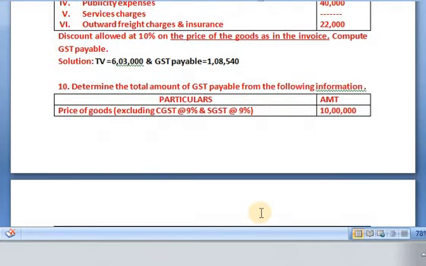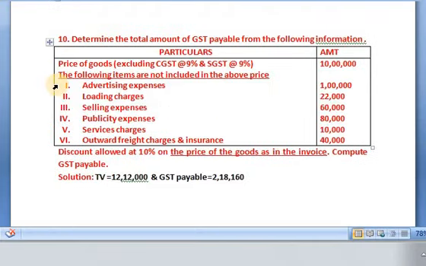Now let us go with the next problem. So the next problem, let us go for analyzing. Determine the total amount of GST payable from the following information. Price of the goods excluding CGST and SGST 10 lakhs. They have said excluding themselves. Okay? Next. I think this is similar to your previous problem. Advertising expenses 1 lakh. Yes, it has to be added.